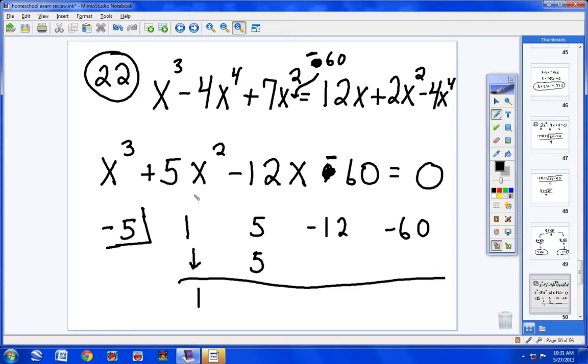So you bring your 1 down. And then you multiply, that's a -5. Then you combine, that's a 0.